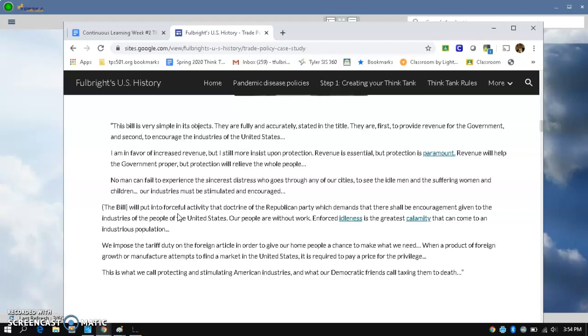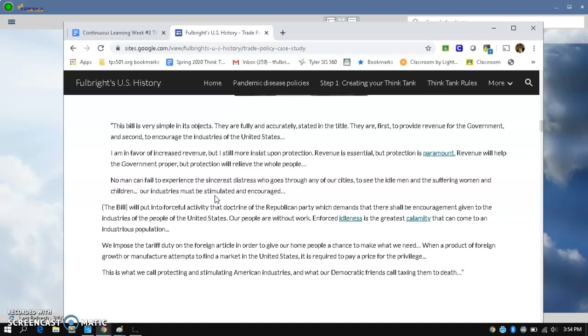"The bill will put into forceful activity that doctrine of the Republican Party which demands that there shall be encouragement given to the industries of the people of the United States. Our people are without work. Enforced idleness is the greatest calamity that can come to an industrious population. We impose the tariff duty on foreign articles in order to give our home people a chance to make what we need. When a product of foreign growth or manufacture attempts to find a market in the United States, it is required to pay a price for the privilege. This is what we call protecting and stimulating American industries, and what our Democratic friends call taxing them to death."